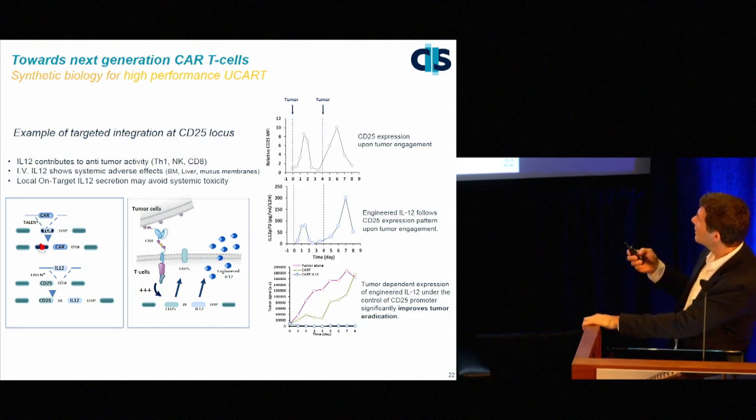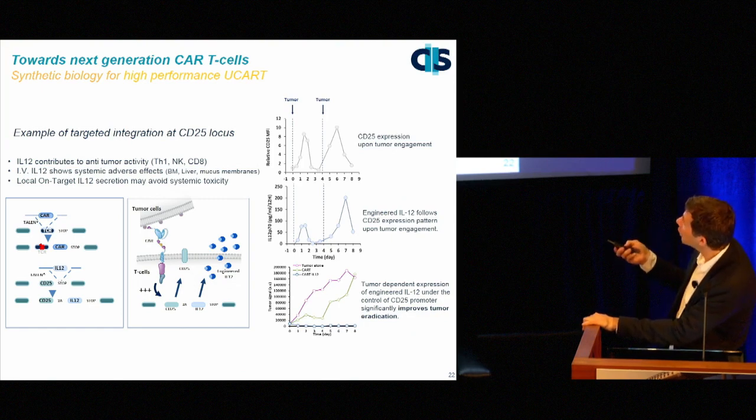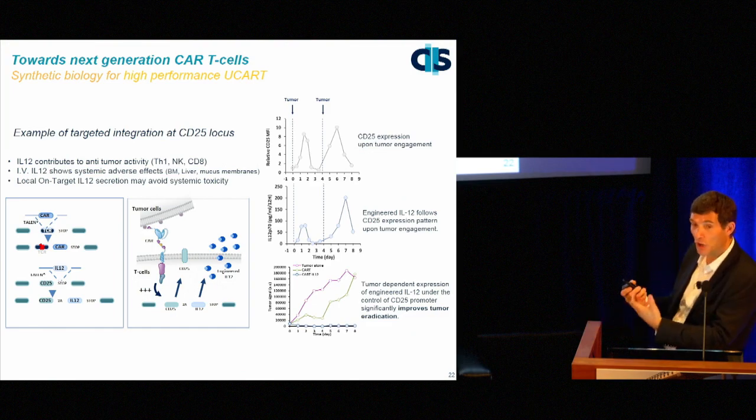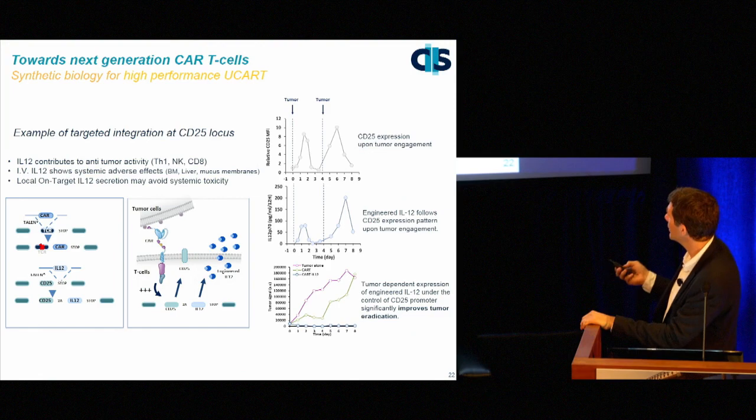The problem is that if you give IL-2 systemically, you will have a very high adverse effect. In this case, you have a local on-target IL-2 secretion. And you see that the anti-tumor and anti-leukemic activity of an IL-2 charged or armed CAR T cell is extremely powerful.